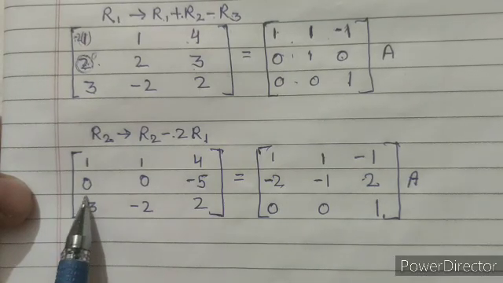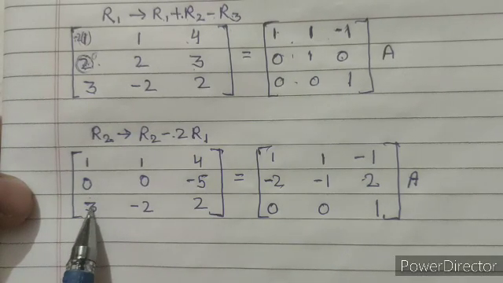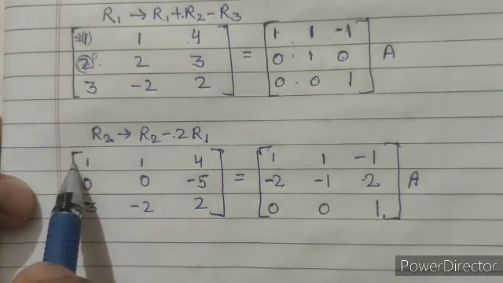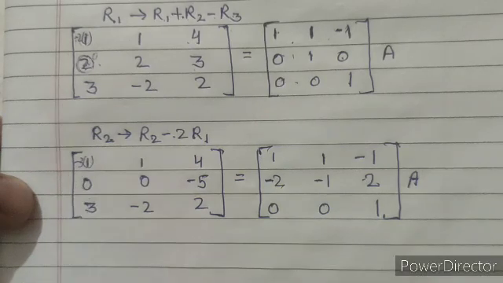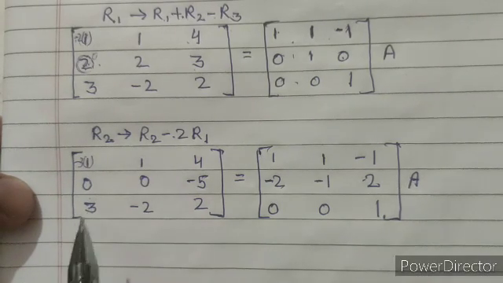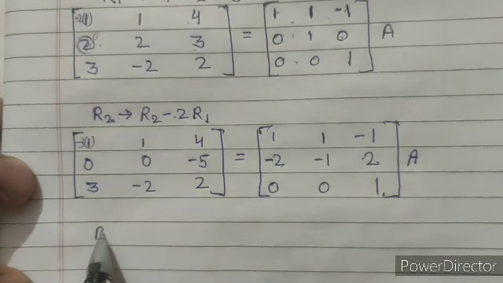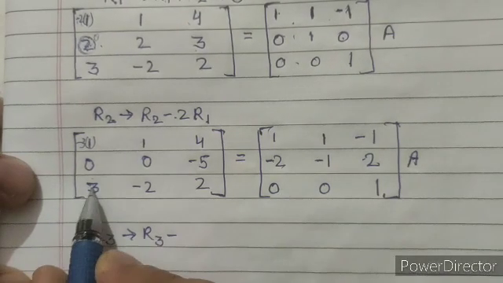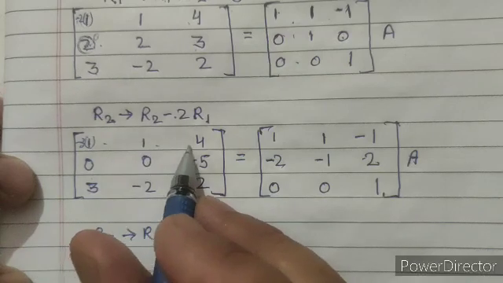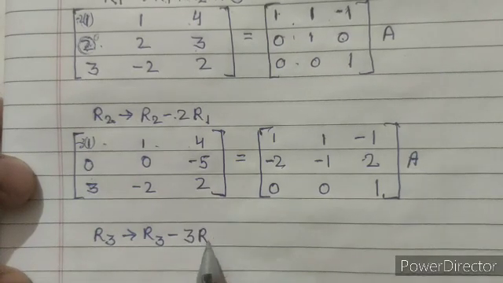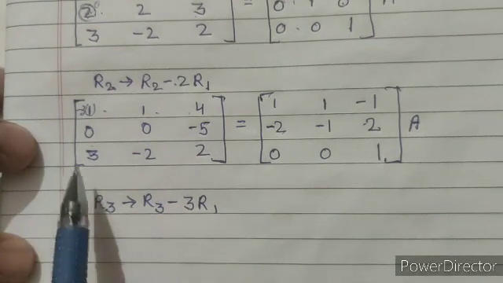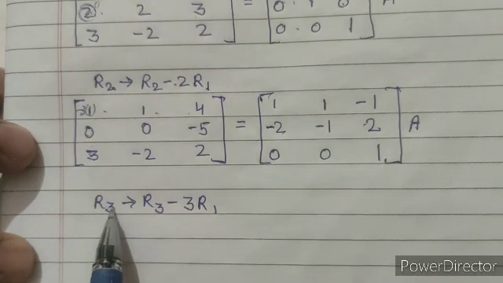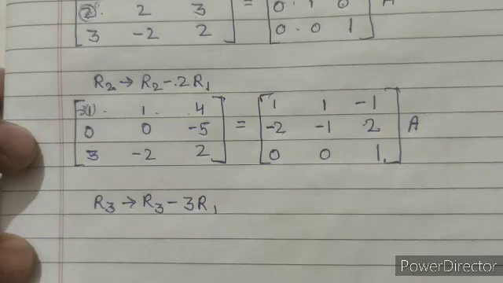Now after converting the first element of the second row, we will convert the first element of the third row to 0. Now 3 minus 3 is equal to 0. That means 3 minus 3 into 1 will give us 0. That means we have to apply the transformation as R3 changes to R3 minus 3 into R1. Here again R1 and R2 will remain unchanged. We have to change only R3 on both left and right hand side.